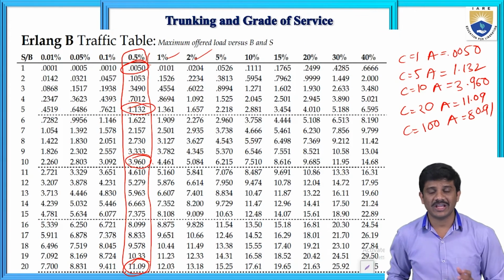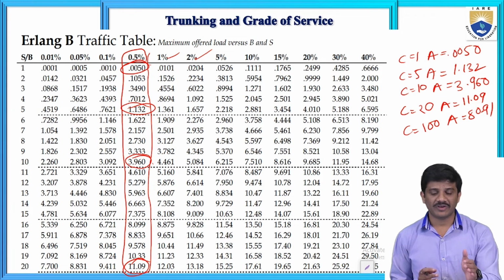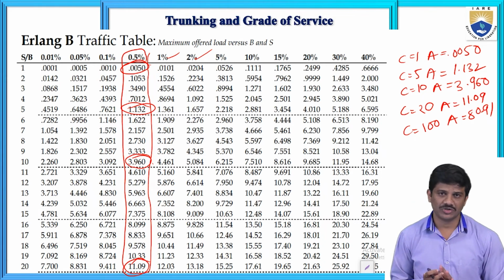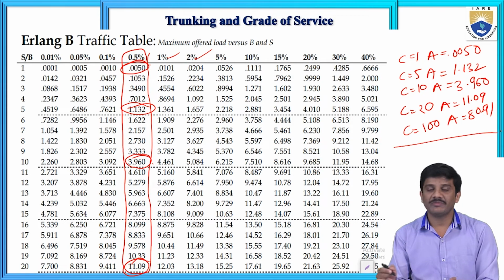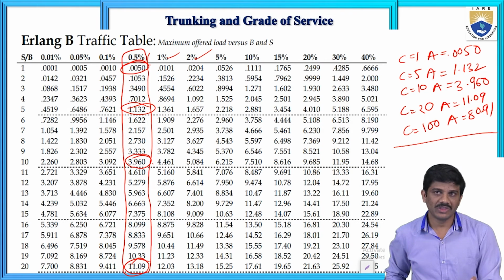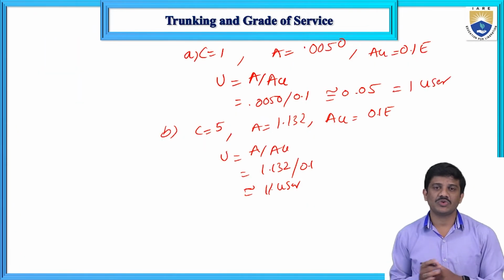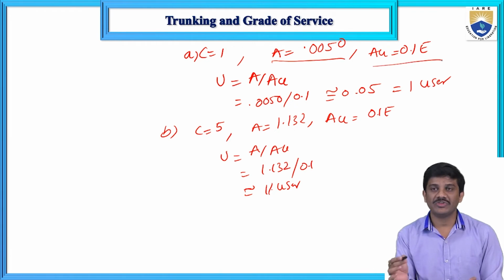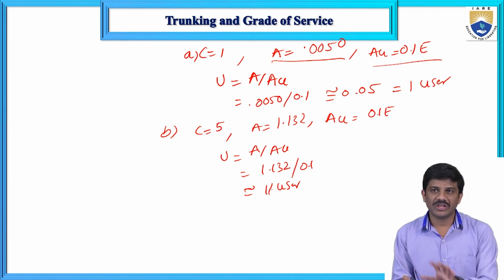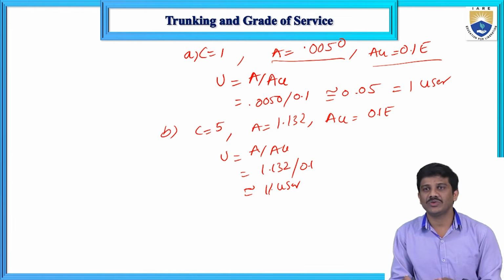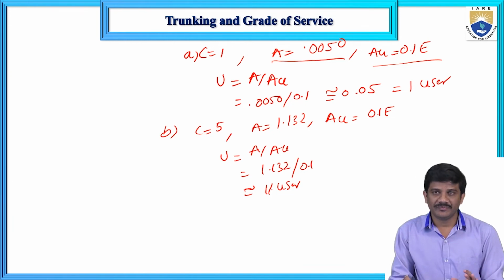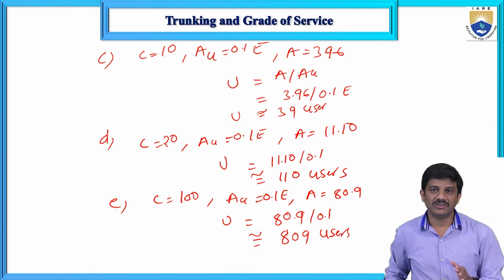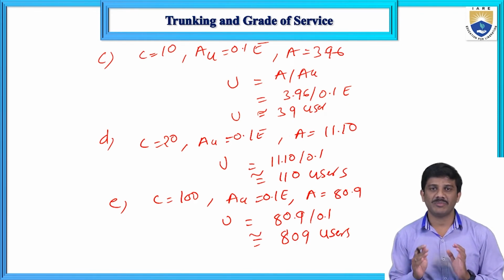Based on this Erlang B traffic table, we can find out the blocking probability for the particular given question. Okay, then we can write this from the Erlang B table, and substitute all the values. Then A equal to 1, and A is from the table, and this one is from the problem. U equal to A by AU, so we can substitute the A value and also the AU value. Like that, B, C and D we can find out. Then we can write all the numbers of users.